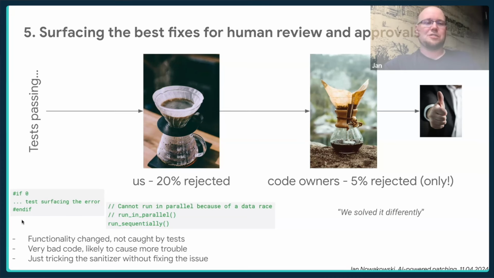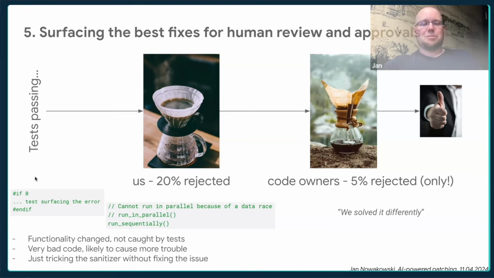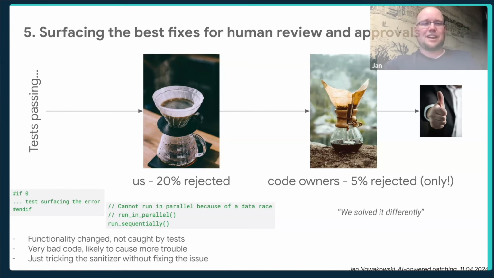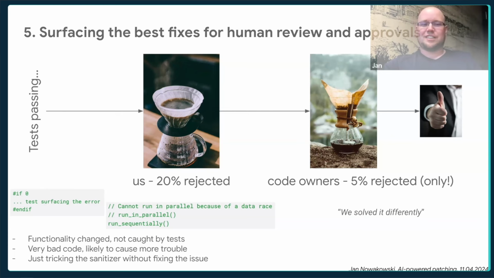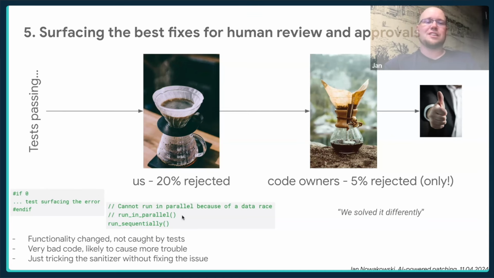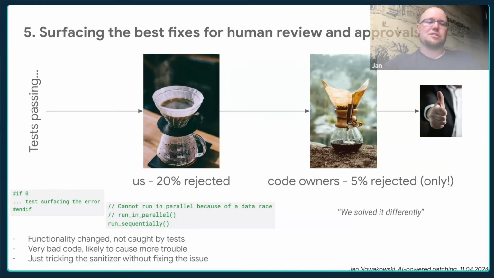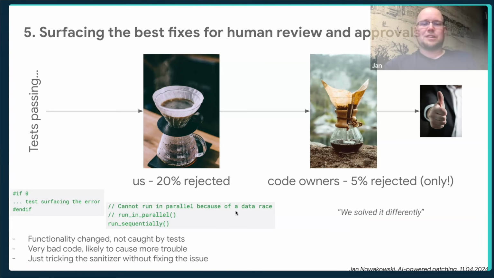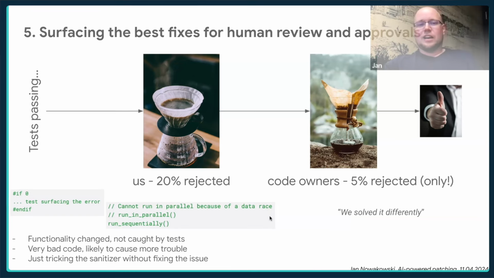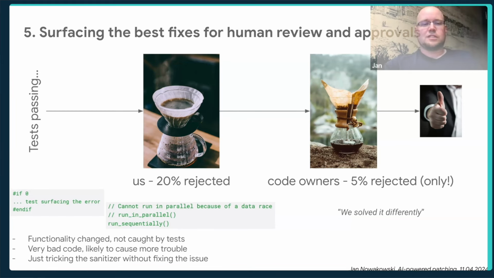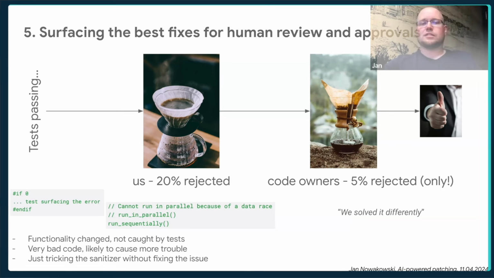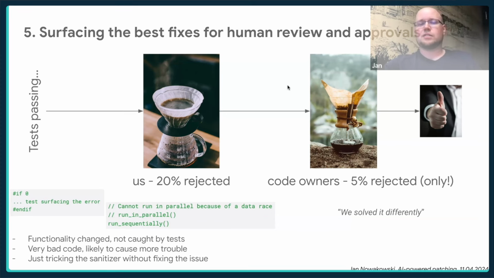We were not expecting what you see here. It just added a preprocessor directive commenting out the code in a very weird if way. Or it just comments out the code that makes the process run in parallel, makes it run sequentially, and adds a comment: cannot run in parallel because of a data race. Yeah, okay, thank you. Not a very useful fix. There are other reasons why we rejected some of the code changes, like very bad code or just tricking the sanitizer. So in general, in the first run, we rejected 20% of those.